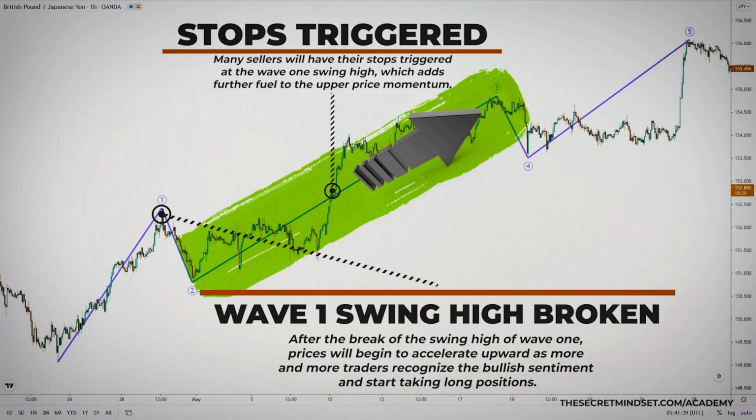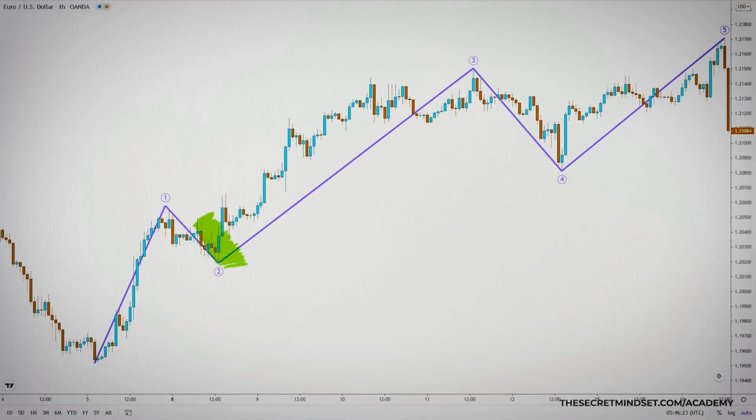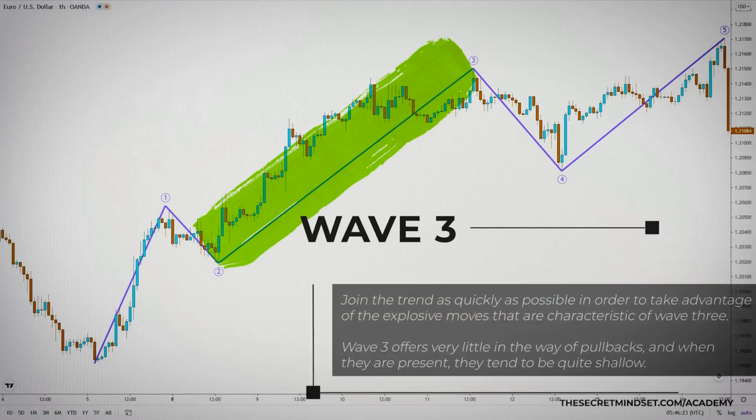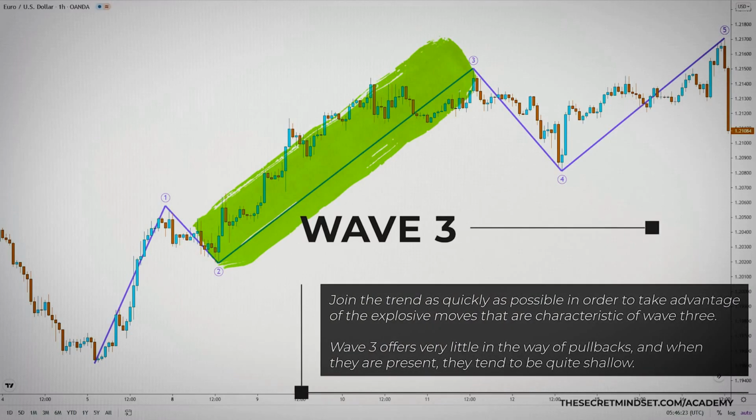upward price momentum. If you identify the third wave, you need to join the trend as quickly as possible in order to take advantage of the explosive moves that are characteristic of wave 3. Those that wait for a pullback or a retracement to get in will often miss the entire move, as wave 3 offers very little in the way of pullbacks, and when they are present, they tend to be quite shallow.